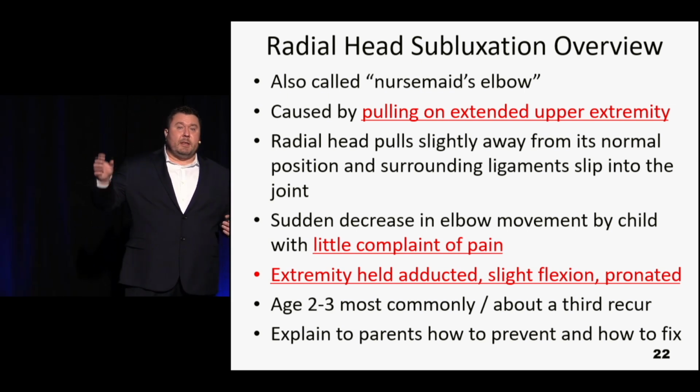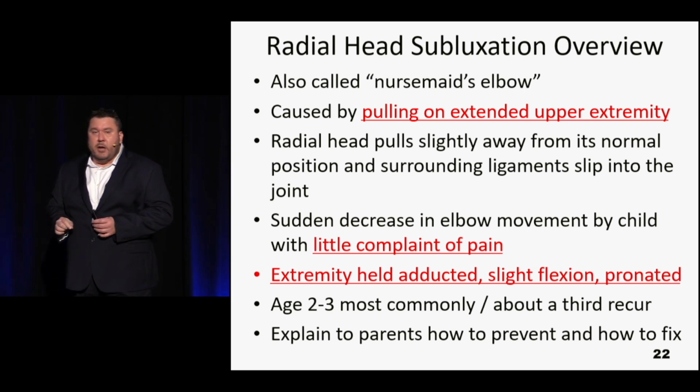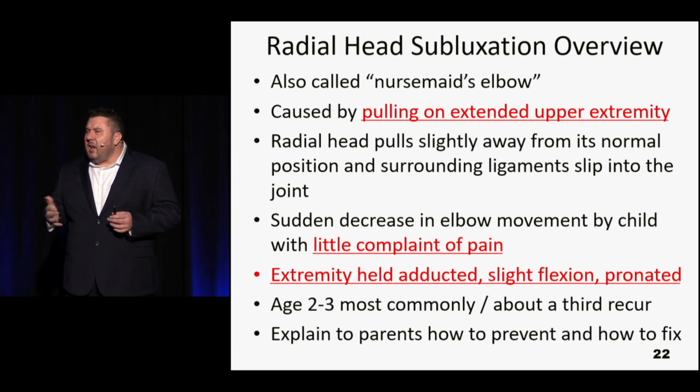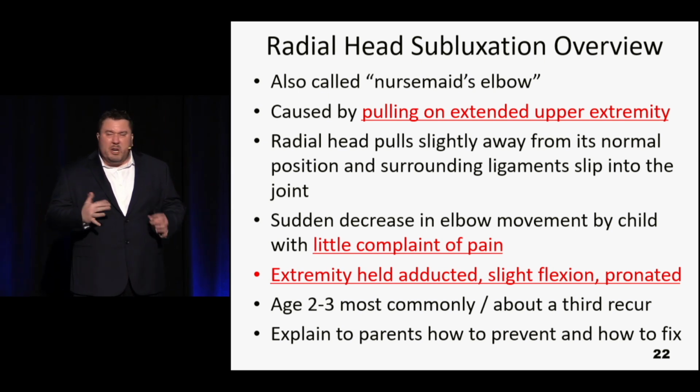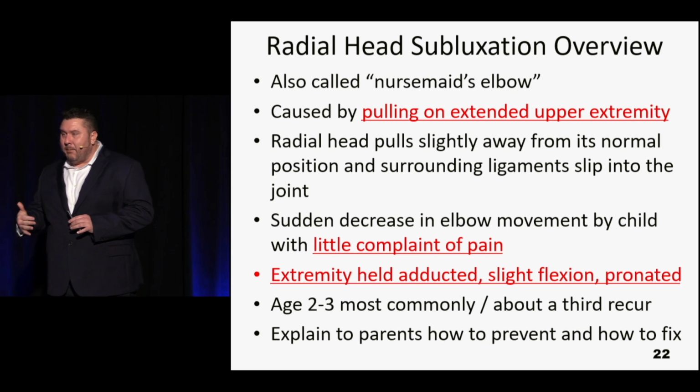The old adage: typically the kid got pulled up by the arm and it caused a slight little dislocation of the radial head. It kind of slips out of that space. This is very common in 1, 2, 3-year-olds. Usually by age 5, that ligament's more strong and more sturdy, and this is less likely to happen.